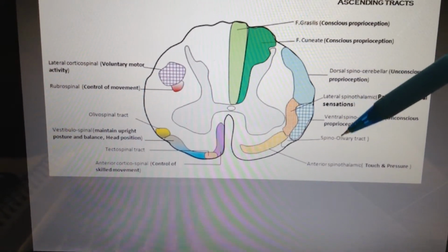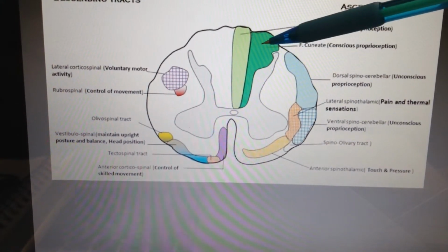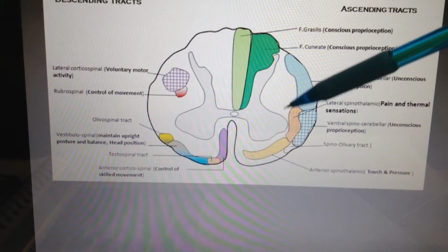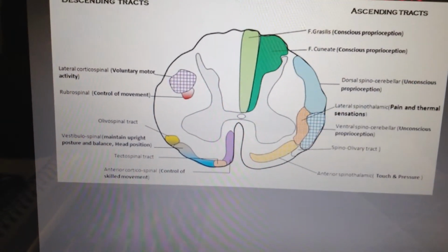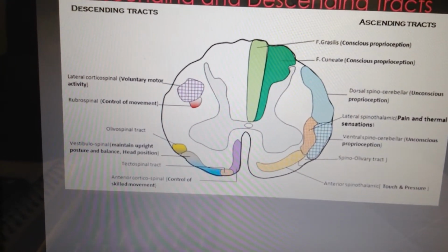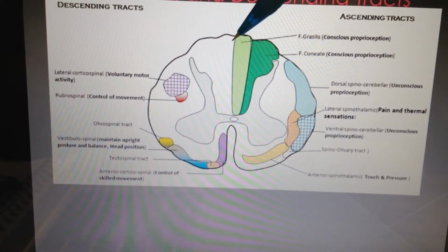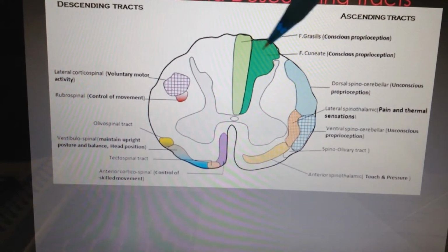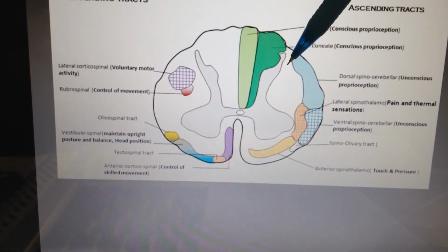The white columns, funiculi also, so dorsal, lateral, and ventral funiculi. So when we talk about the funiculi, gracilis and cuneatus, gracilis comes off the medial, cuneatus, and we have to know the functions.